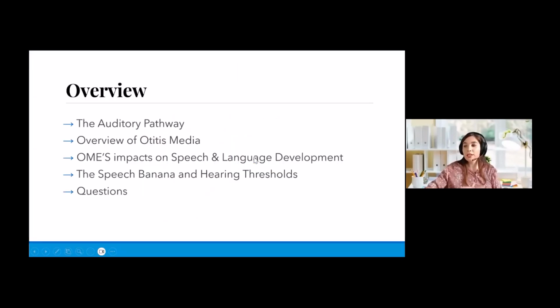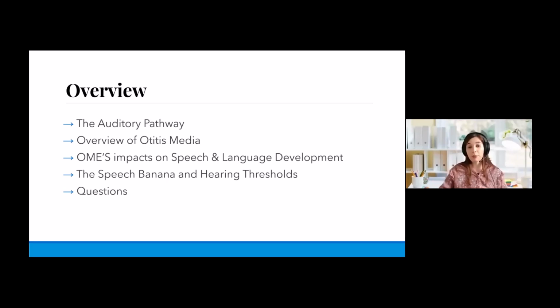Over the next 30 minutes or so, we will discuss the auditory pathway. What is the auditory pathway? Why is it important? Just a brief overview of the different types of otitis media with a specific focus on otitis media with effusion. We'll delve into the impact otitis media with effusion can have on speech and language development. We'll look at the speech banana and a few different hearing thresholds and what this means for speech and language development. And then I'm happy to open the floor to any questions.